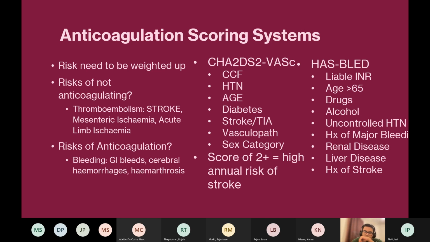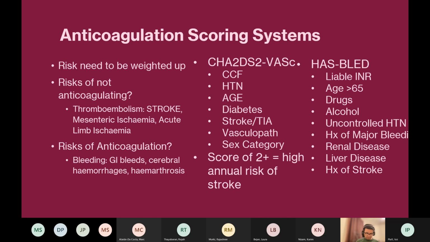What are the risks of anticoagulating a patient? What are we worried about if we put this patient on long-term warfarin? And sometimes we have to put them on very long. Yeah, very good. Bleeds, hemorrhages, GI bleeds. They fall and hit their head, cerebral hemorrhages. Hemarthrosis, they might bleed into a joint.